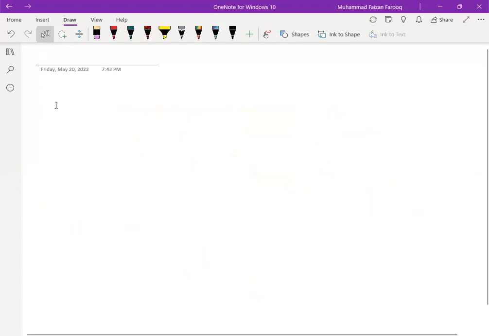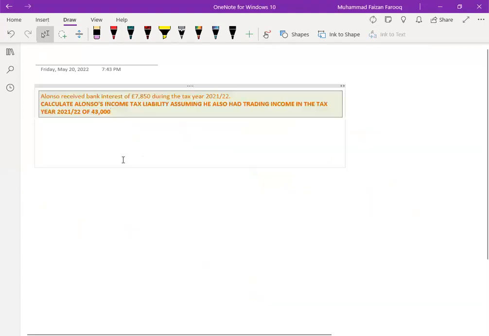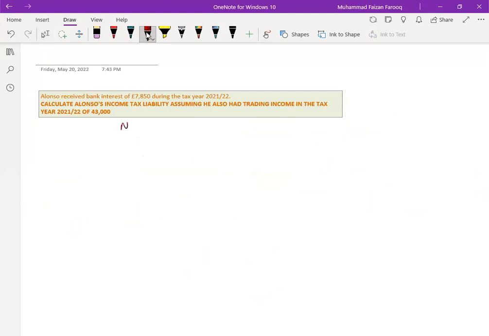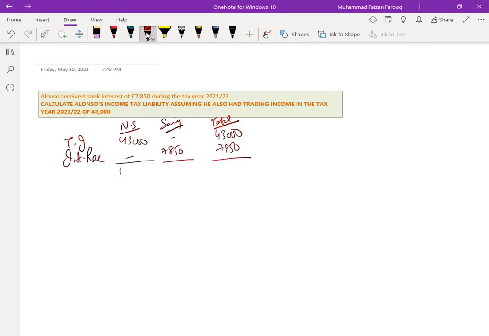This is question number 26 of my handout. Alonso, please read it out. Alonso received bank interest of £7,850 during the tax year 2021 to 2022. Calculate Alonso's income tax liability, assuming he also had trading income in the tax year of £43,000. Okay, trading income is 43,000 pounds. Interest received is 7,850. So 43,000 and 7,850. How much total?